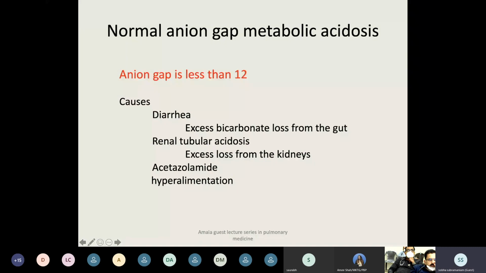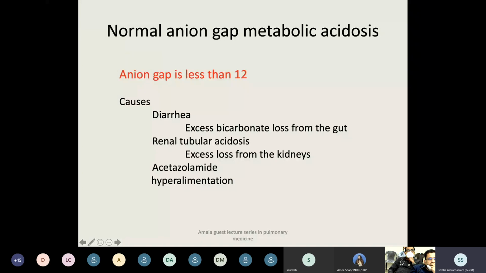Now, what are the causes of normal anion gap metabolic acidosis? Metabolic acidosis with anion gap less than 12: the classic example is where you lose bicarbonate from the gut, as in diarrhea, or it can be excess loss from the kidneys, which you see in renal tubular acidosis. Then when you use acetazolamide or hyperalimentation, there you get normal anion gap metabolic acidosis.